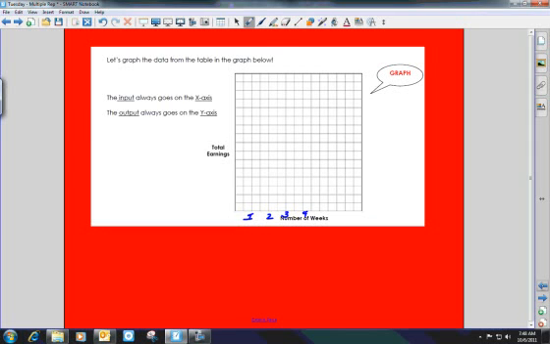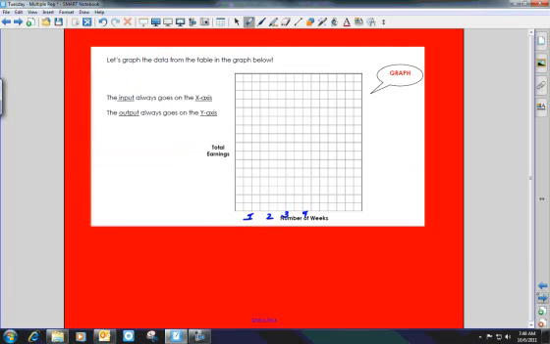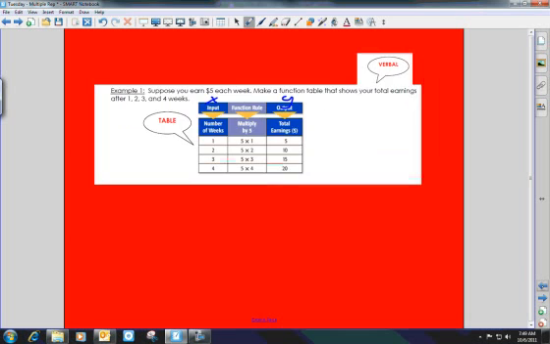And then my numbers for the output go by 5s. Okay, so I think I'm going to make my graph so that every other line is a 5. So I'm going to go 5, 10, 15, 20, and I'm actually going to go up to 25 here. Okay, so in week 1, my total earnings was 5.